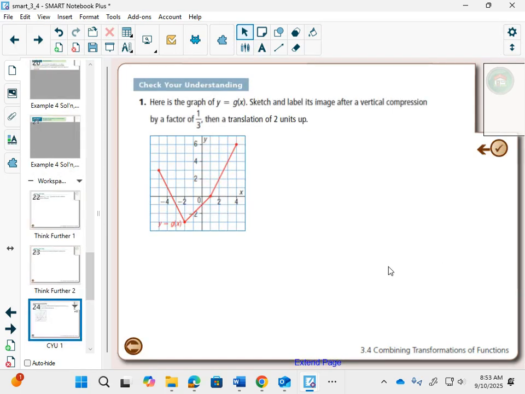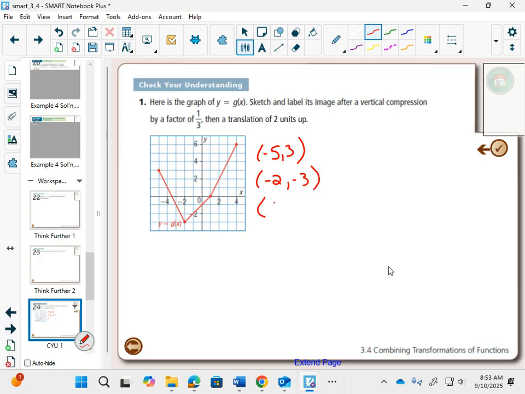And here's the graph of g of x. We want a vertical compression by 1/3 and a translation of 2 units up. So if I was doing the points thing, I have 4 key points here. I'm going to label them all. I have (-5, 3), (-2, -3), (1, 0), and (4, 6).